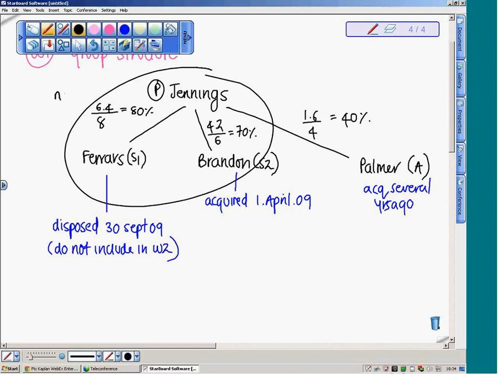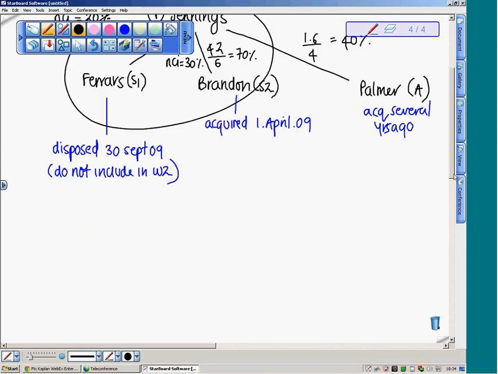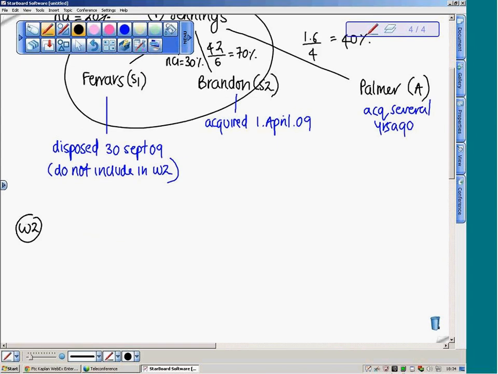What I also want to do is note the NCI percentage. So NCI for subsidiary 1 is 20%, NCI for subsidiary 2 is 30%. And obviously with the associate, you're equity accounting, so there is no NCI with our associate. I can produce my group structure with as much detail as possible. I move on to my working 2.